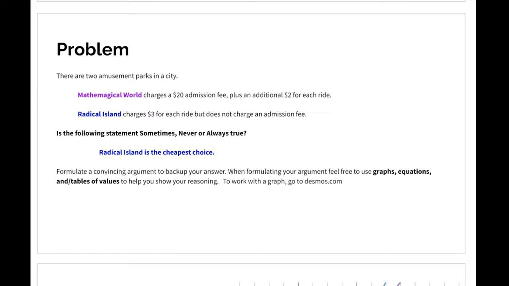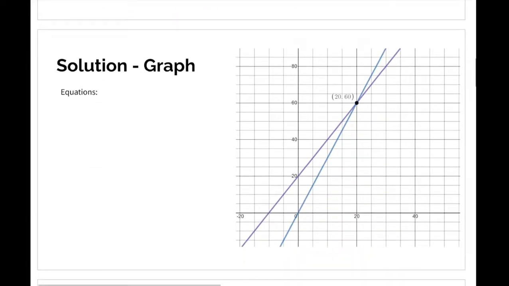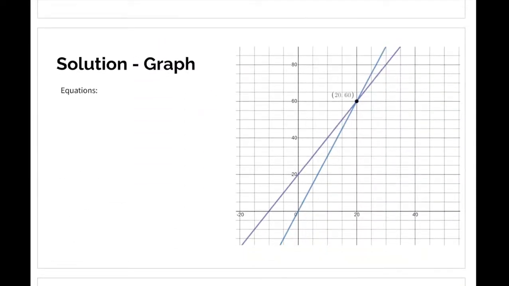So when we do that, we end up with the following graph. So we can see it was Radical Island in blue and Mathemagical World in purple. So again, the question was, Radical Island is always going to be cheaper.